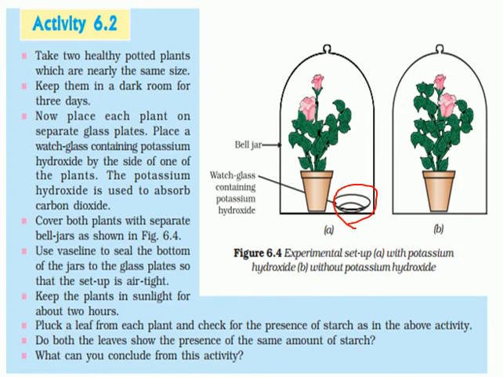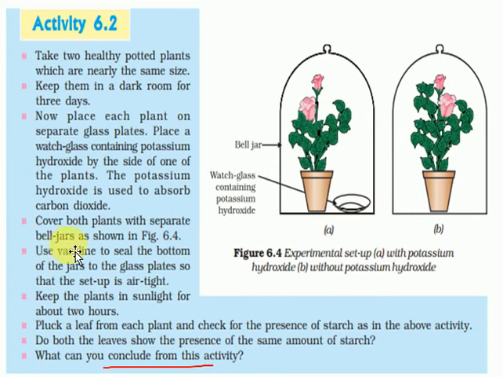So here, what is shown in this particular activity is that we are going to take two plants of similar size and keep them in a dark room for 2 to 3 days, so that whatever starch is present in their body gets used up. In one of the bell jars we will place potassium hydroxide, and we will not place it in the other jar. Now if we leave it like this and keep them under sunlight, then what do we observe? We are asked to perform this activity, and then write what we conclude from it.